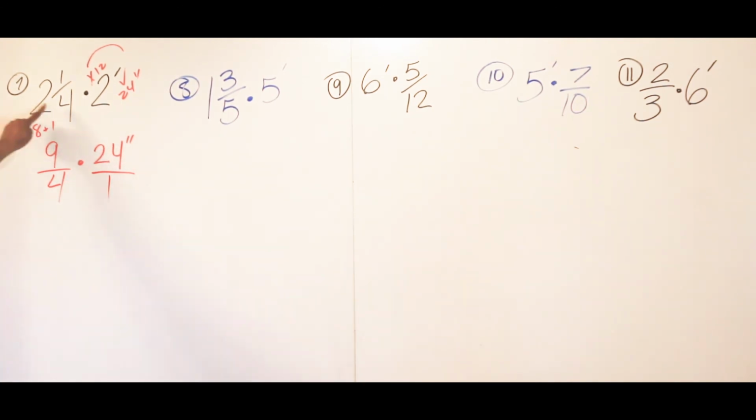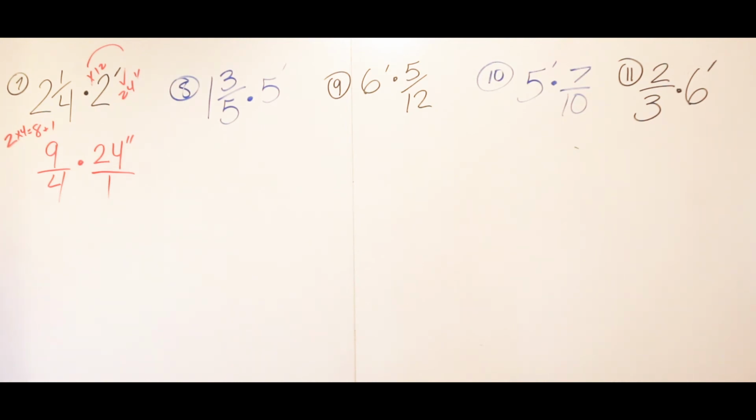So again, mixed number to improper fraction. Take the whole number, multiply by the denominator. 2 times 4 is 8, plus 1 is 9. 9 over 4, the denominator stays the same, times the 2 feet. Before we put it over 1, we turn it to inches. 2 times 12 is 24 over 1. Now we cross reduce if we can. Can we cross reduce that 1 and 9? No, we cannot. So we're going to check the other way.